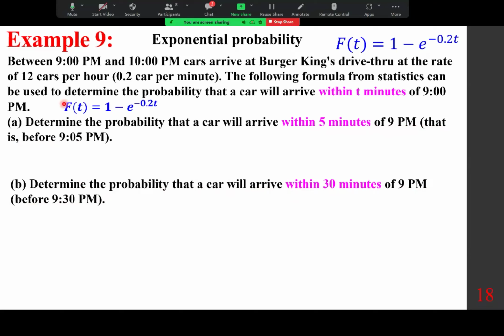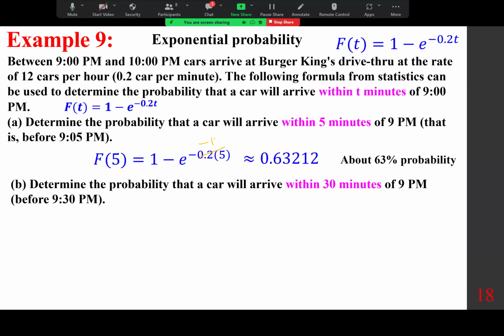So simply put, into this formula, replace the t with 5. You have to use a calculator. Minus 0.2 times 5 is -1. So e to the power -1 or 1 over e, 1 minus that gives us the following, and that's a percentage, about 63%. That's the probability that we are looking for.